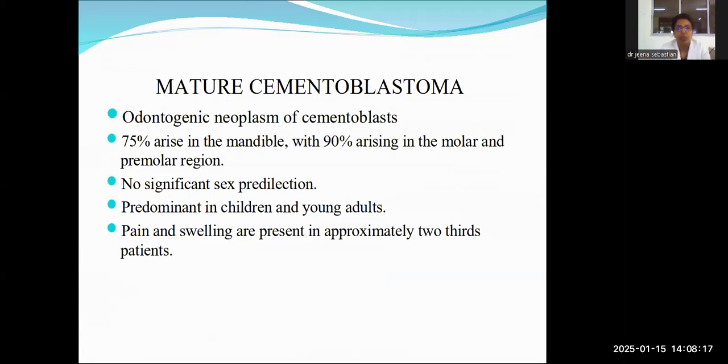Coming to cementoblastoma, it is an odontogenic neoplasm of cementoblasts, and 75% arise in the mandible with 90% arising in the molar and premolar region. There is no significant sex predilection, and it is predominantly seen in children and young adults. Pain and swelling are present in approximately two-thirds of the patients.